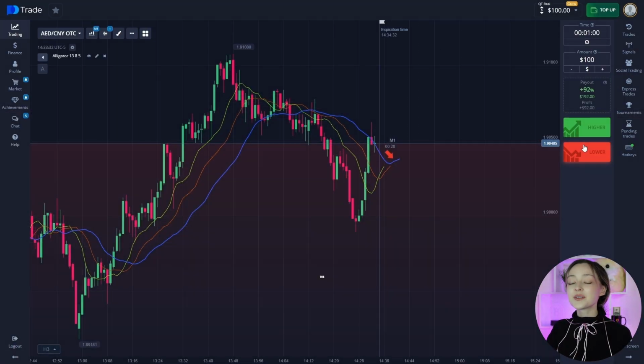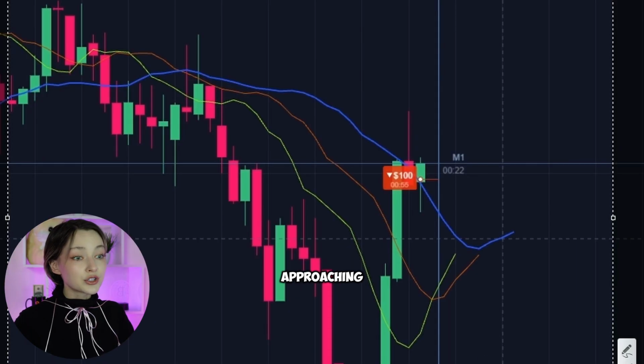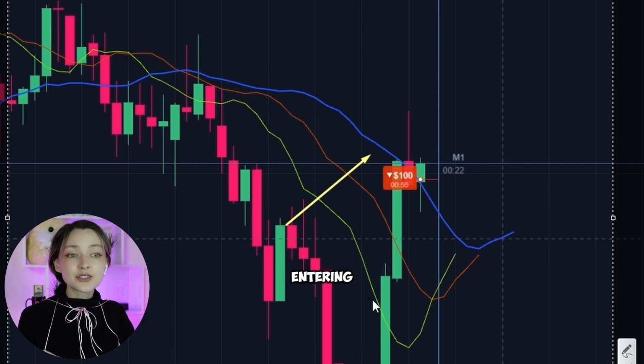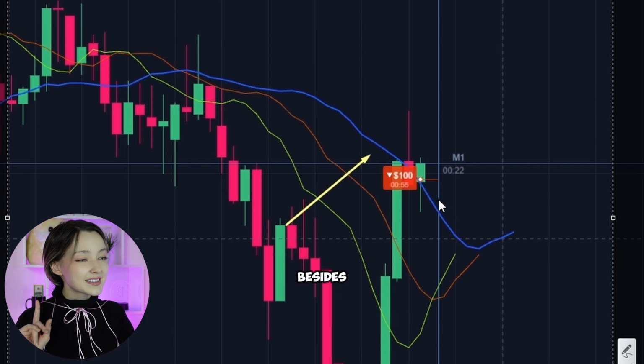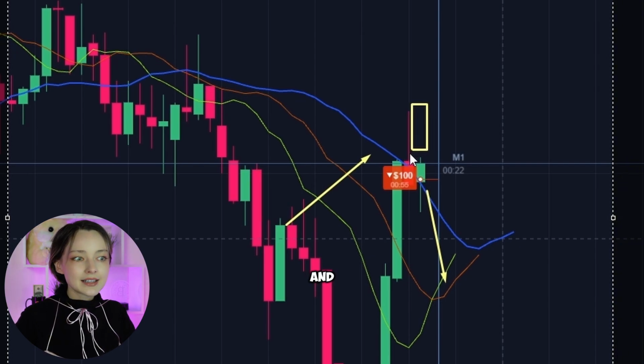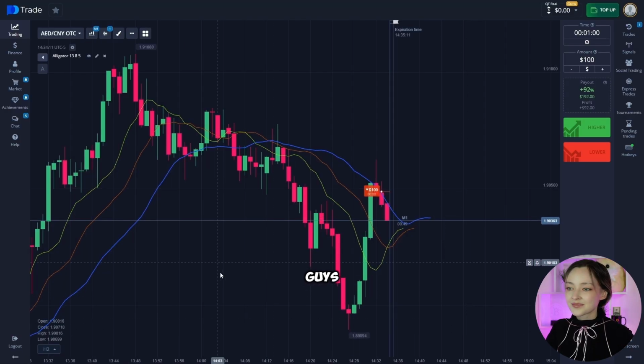So I found the first case, placing a trade downwards. We can see the price approach the blue line that plays the role of resistance. That's exactly why I'm entering downwards here. Besides that, we can witness this candle with a tiny body and a large upward shadow that indicates a strong seller's presence within this area that will keep on pushing the price further down. I hope everything's clear so far, guys.